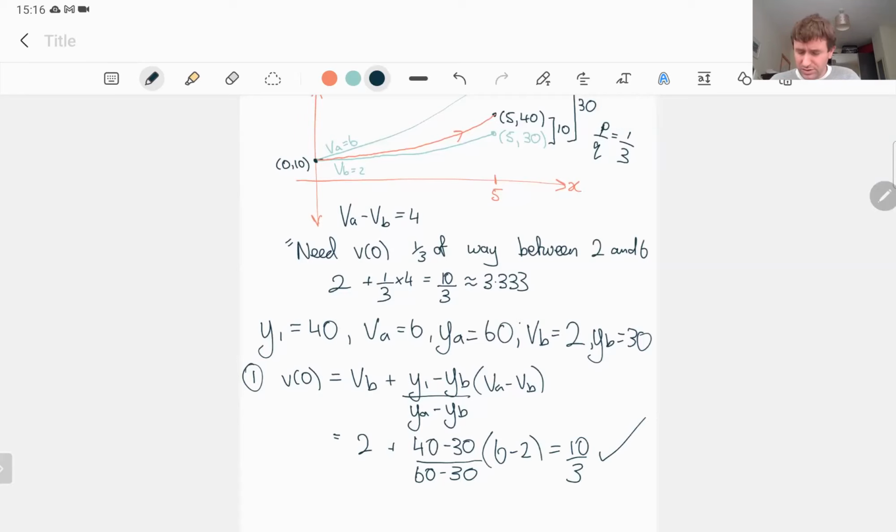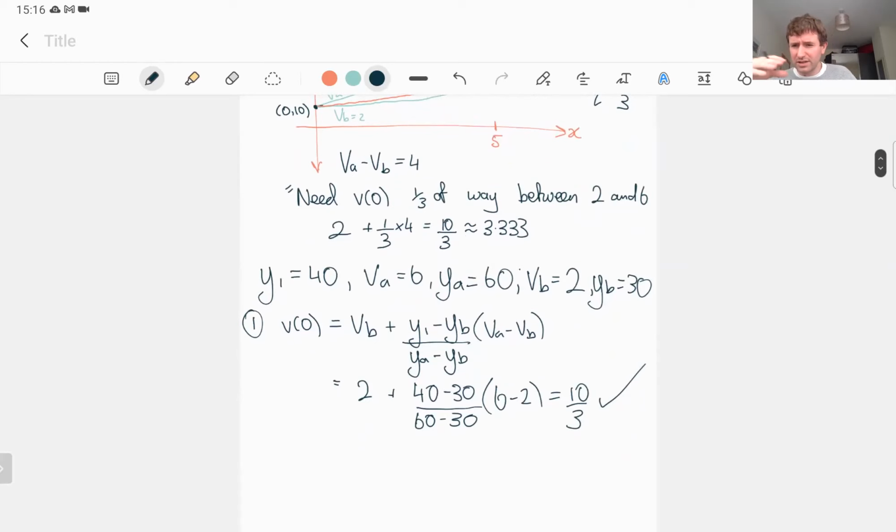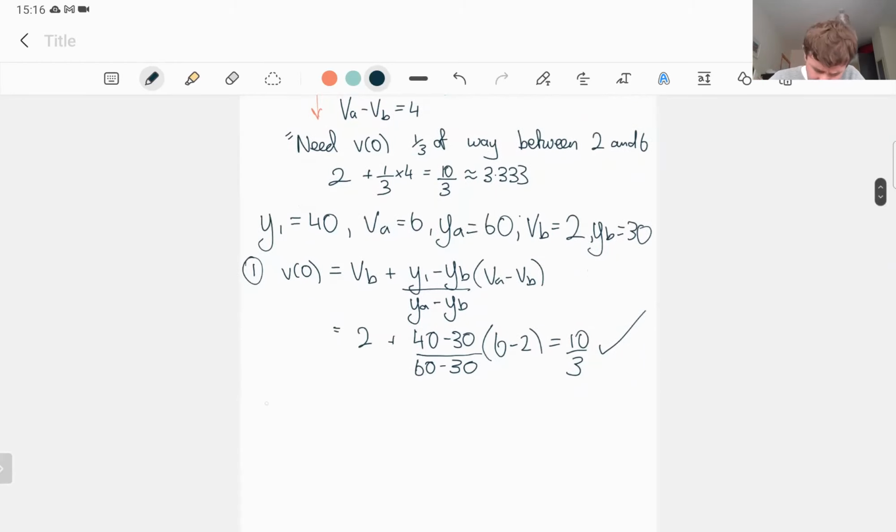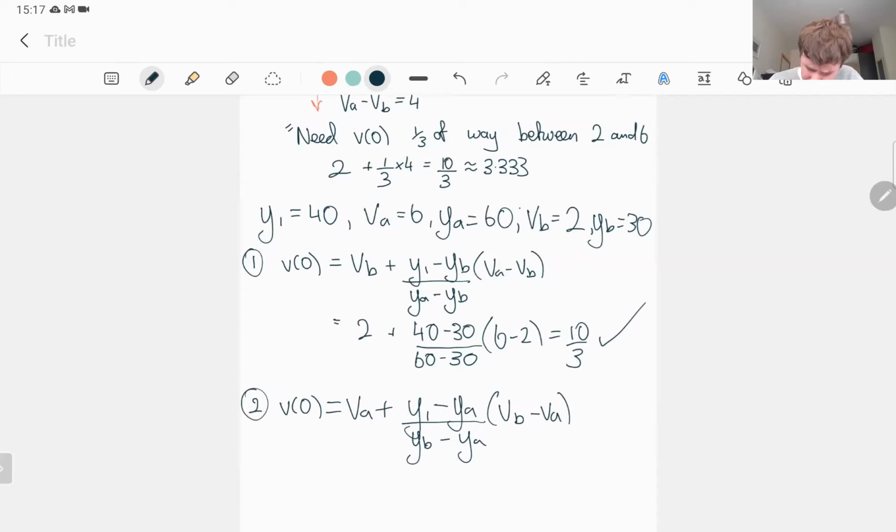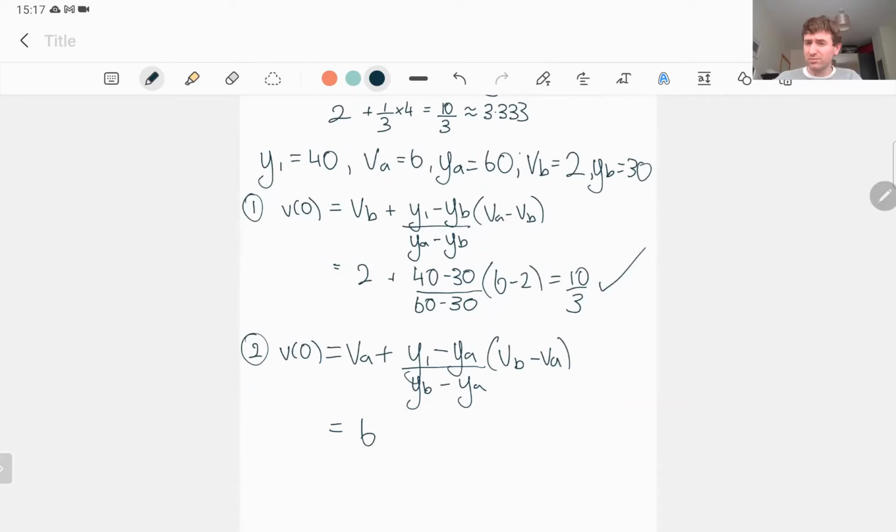Now, what about the other one? So the other one is a slightly different formula, but I think it just changes the role of VA and VB. So the other formula says V0 is equal to VA plus Y1 minus YA over YB minus YA times VB minus VA. And we just want to make sure we get the same thing. So this starts with a bigger slope, the big slope of 6, and it's going to reduce it. So instead of starting at the bottom and doing 1/3 of the difference, it's going to start at the top and do 2/3 of the difference. So it's going to be the same thing.